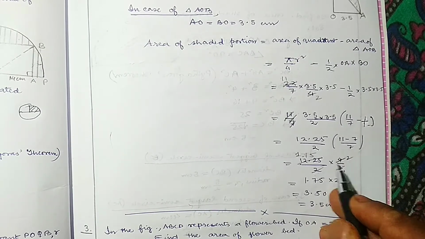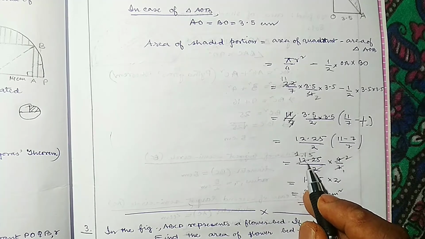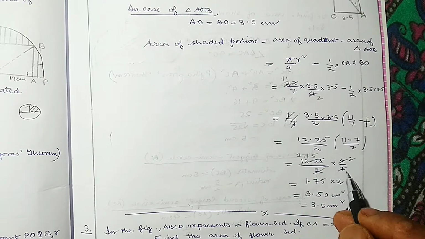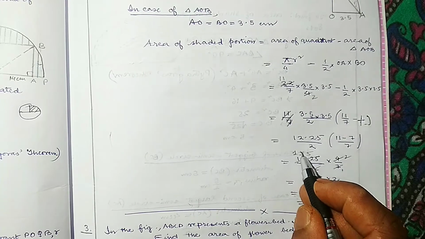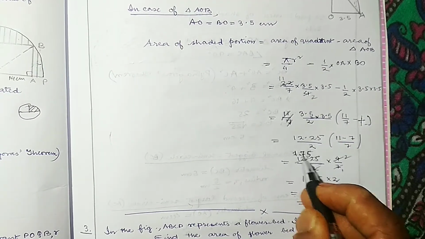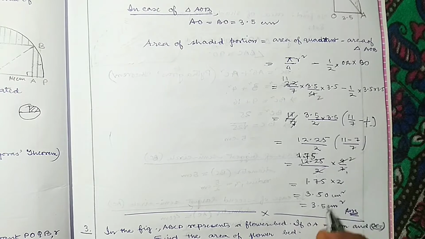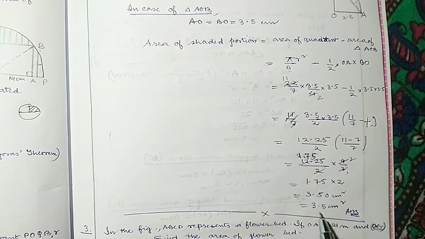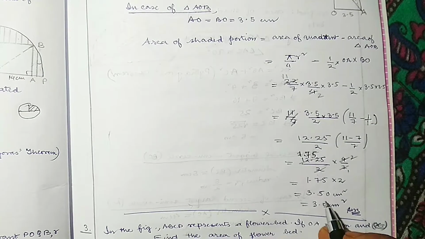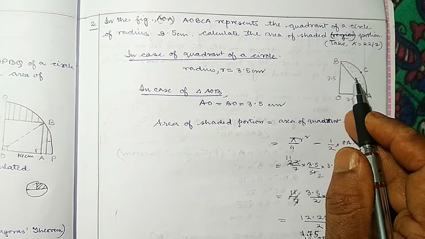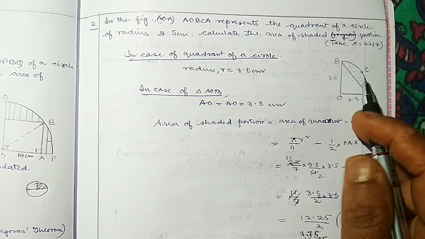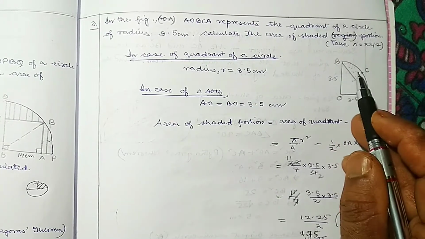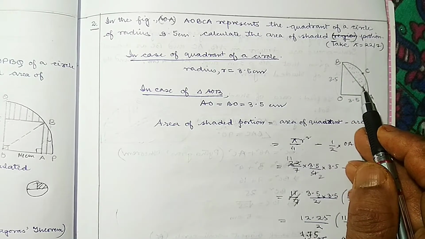Now 2 and 4 can be cancelled, and we got 2. And if I cancel 12.25 by 7, we are left with 1.75. So after cancellation, we got 1.75. So 1.75 into 2 is 3.50 centimeter square. That means area of the shaded part is 3.5 centimeter square. So in this figure, area of this part is 3.5 centimeter square. Clear? So what we have done, we have subtracted the area of the triangle from the area of the quadrant to find the area of the shaded region. I hope sum is clear.